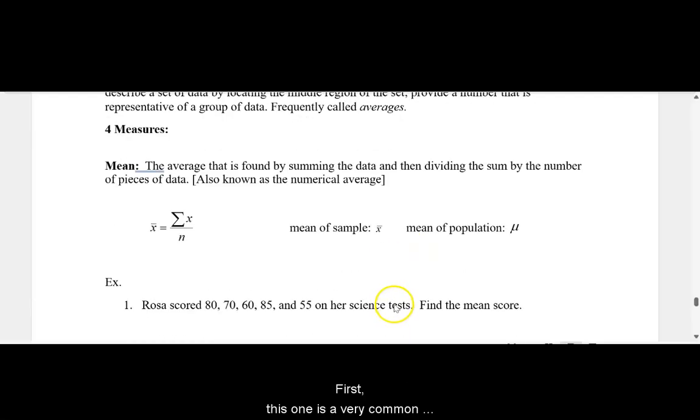First, this one is a very common one that I think a lot of you are familiar with, and we call it the mean. But this is typically what you've known as the average when we talk about, like, the average scores of a test grade. That is what is actually the mean. So when we talk about it in that way, we actually mean the mean. And this is the average that is found by summing the data. So you add up all of the numbers in your data set, and then you divide that total by the number of data values that you have.